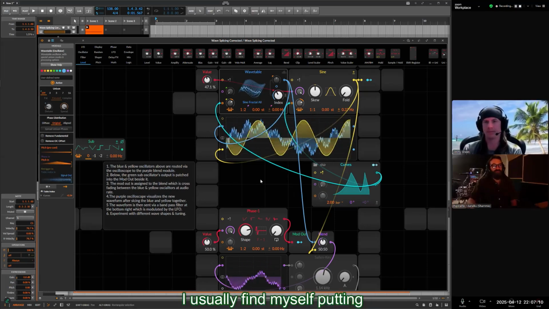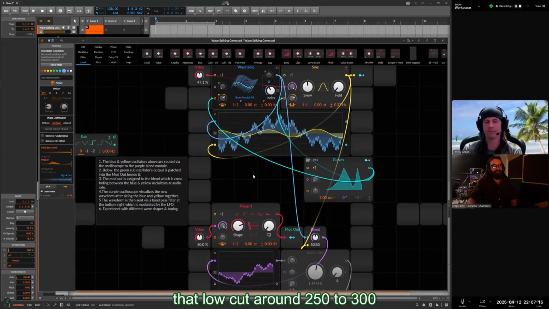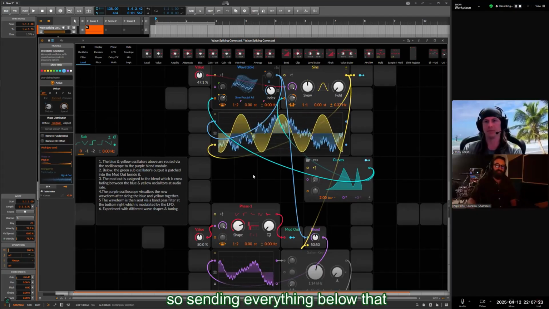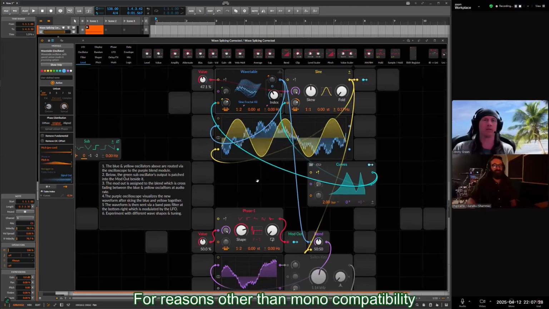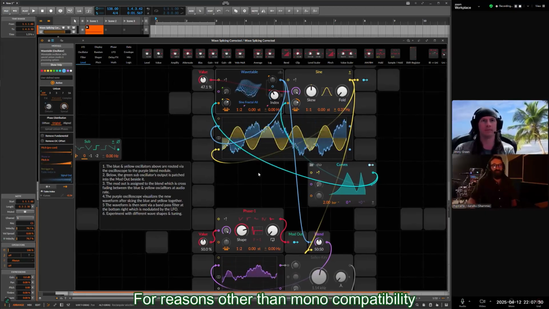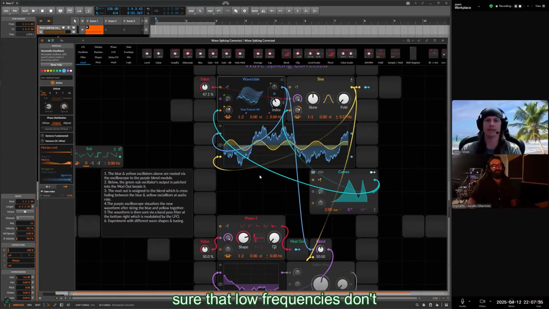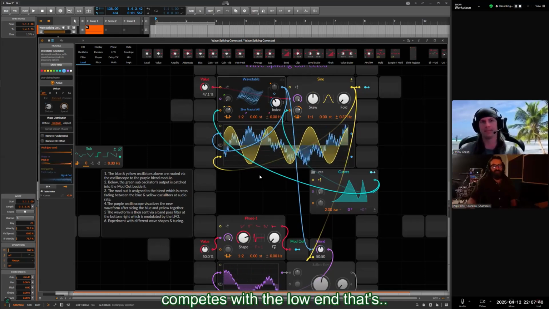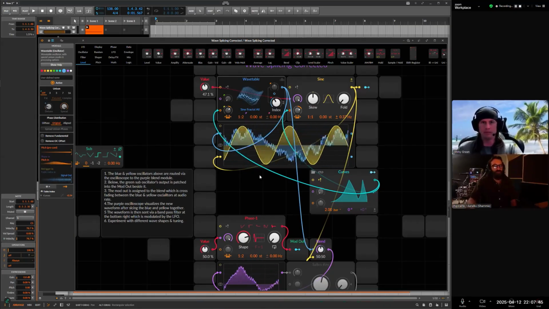I usually find myself putting that low cut around 250 to 300, just for the sides. So sending everything below that frequency to mono, for reasons other than mono compatibility, though. It's more to avoid muddiness, or to make sure that low frequencies don't do anything unnatural that competes with the low end that's mono.